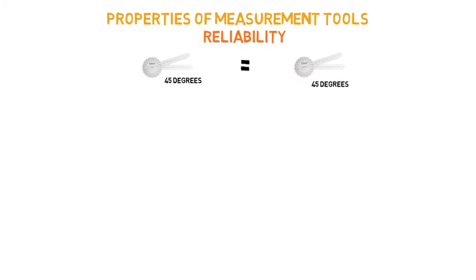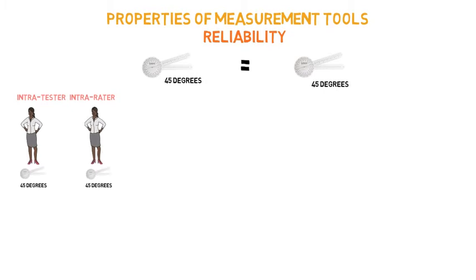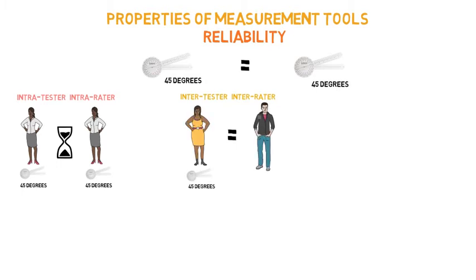And again, there's multiple forms. You can have intra-tester or intra-rater reliability, which is the stability of a measurement within a single rater, or the consistency or equivalence of measurements when one person makes repeated measurements separated in time. You can have inter-rater, inter-tester reliability, which is the stability of the measurements made between multiple raters, or the consistency or equivalence of measurements when more than one person takes those measurements.